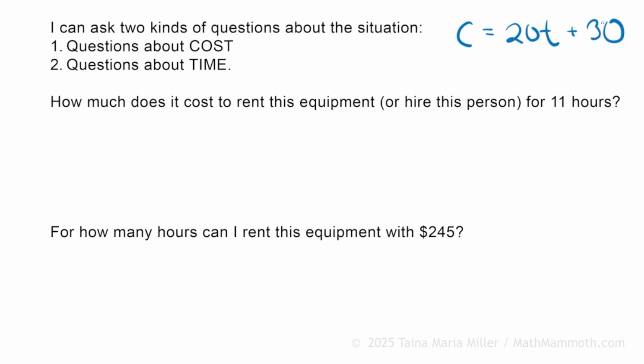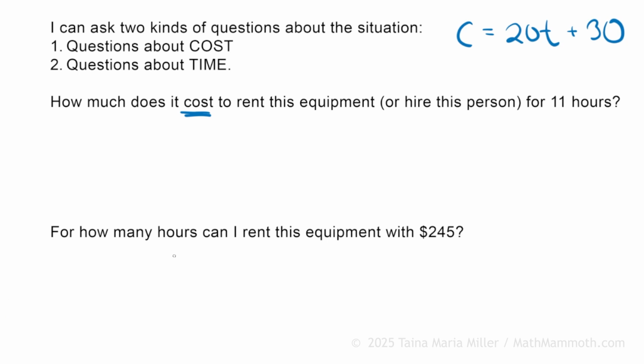I can ask two kinds of questions about this situation. Questions about the cost, and then questions about the time. So here I have two example questions that typically can be asked when you have the equation. How much does it cost to rent this equipment or hire this person for 11 hours? That's asking for the cost. How much does it cost? And the time is known, 11 hours. And then the other way around, for how many hours can I rent this equipment with $245? So here you know the cost and you're asked the time.